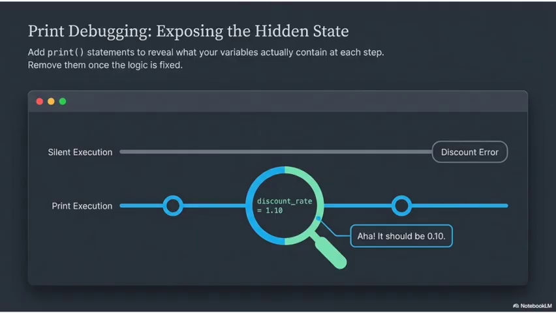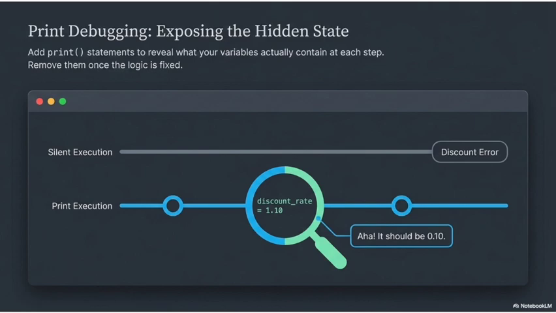The contrast on the slide is stark. In silent execution, the discount error is invisible. The script runs, produces a wrong answer, and gives you nothing to work with. In print execution, print(f"discount = {discount_rate}") reveals the problem immediately. discount_rate is 1.10 when it should be 0.1. One print statement finds the bug that no traceback could.